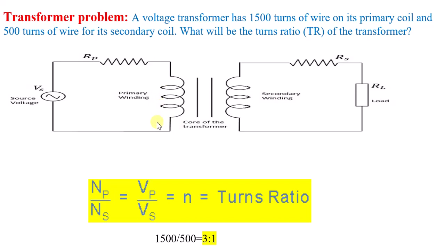This data is given to you, and 500 turns of wire in its secondary winding. So this is the secondary winding, the second circuitry, which has 500 turns. So what will be the ratio, or turns ratio, of the transformer? This is the question. So how to solve this?